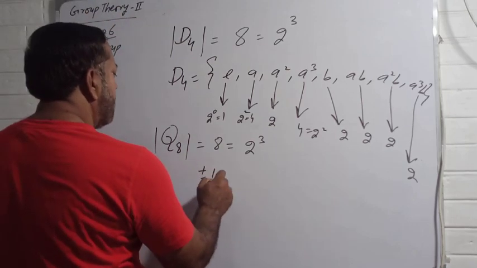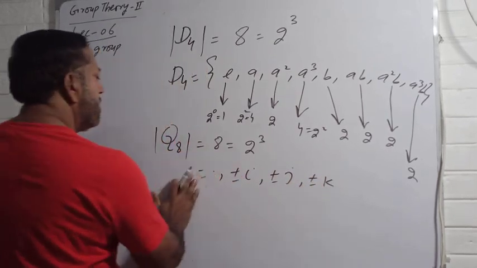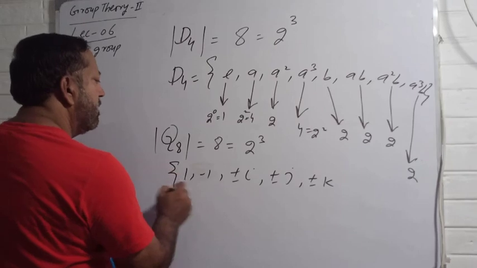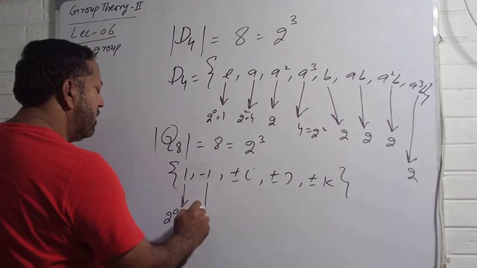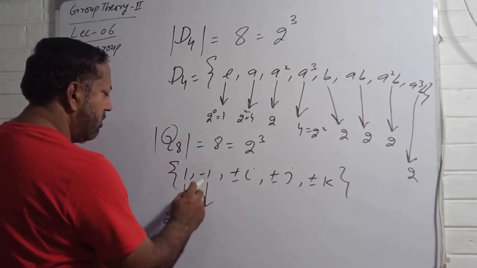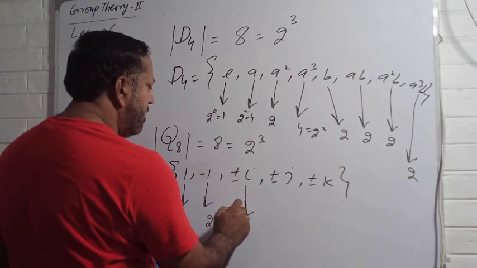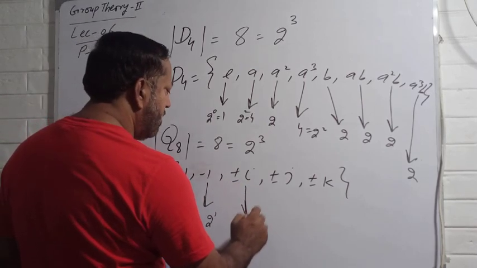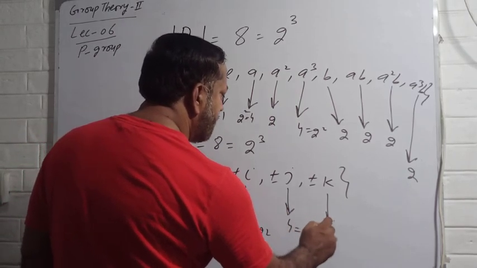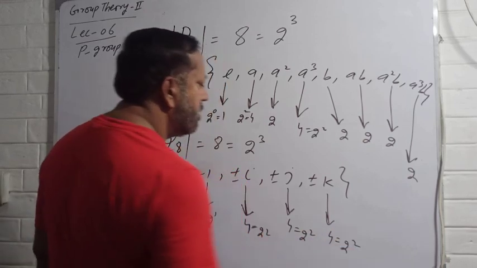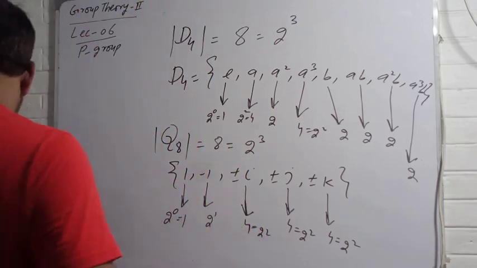Okay, so what is Q8? This is plus minus 1, plus minus i, plus minus j, and plus minus k. If you see the order structure, the order of 1 is 1, that is 2 to the power 0. The order of minus 1 is 2, that's 2 to the power 1. The order of each of plus minus i, j, k is 4, which is 2 squared. You see, this is also a 2-group, right? You have some other examples.